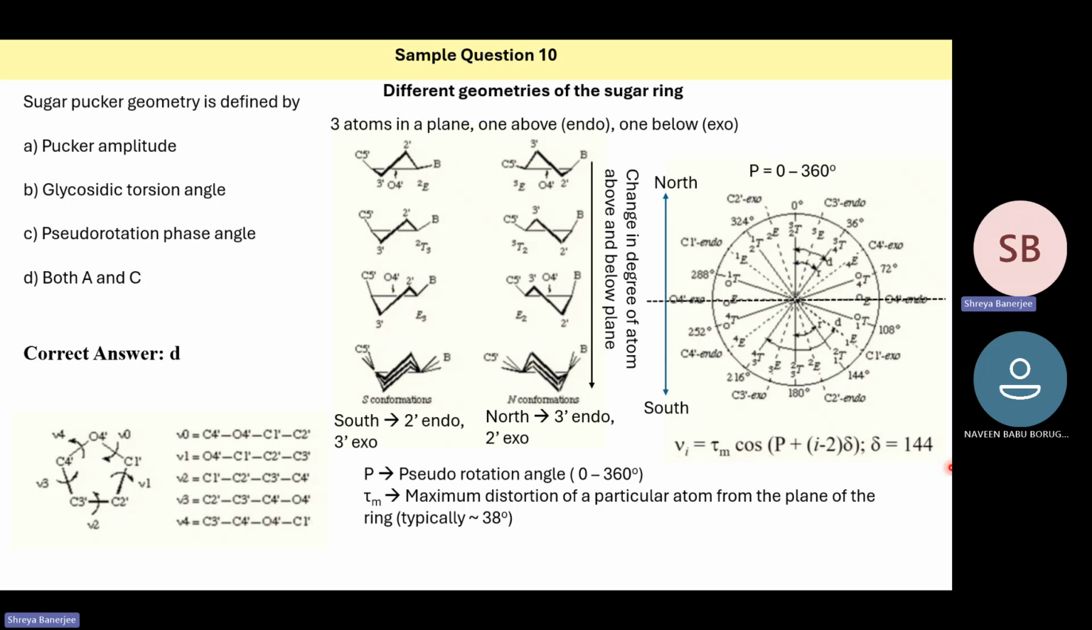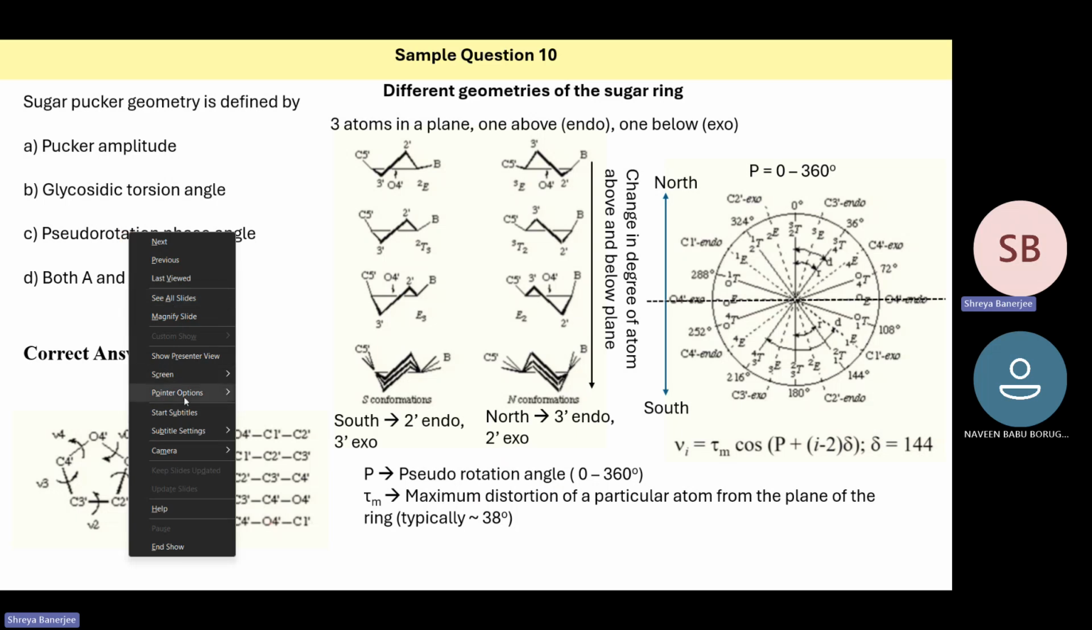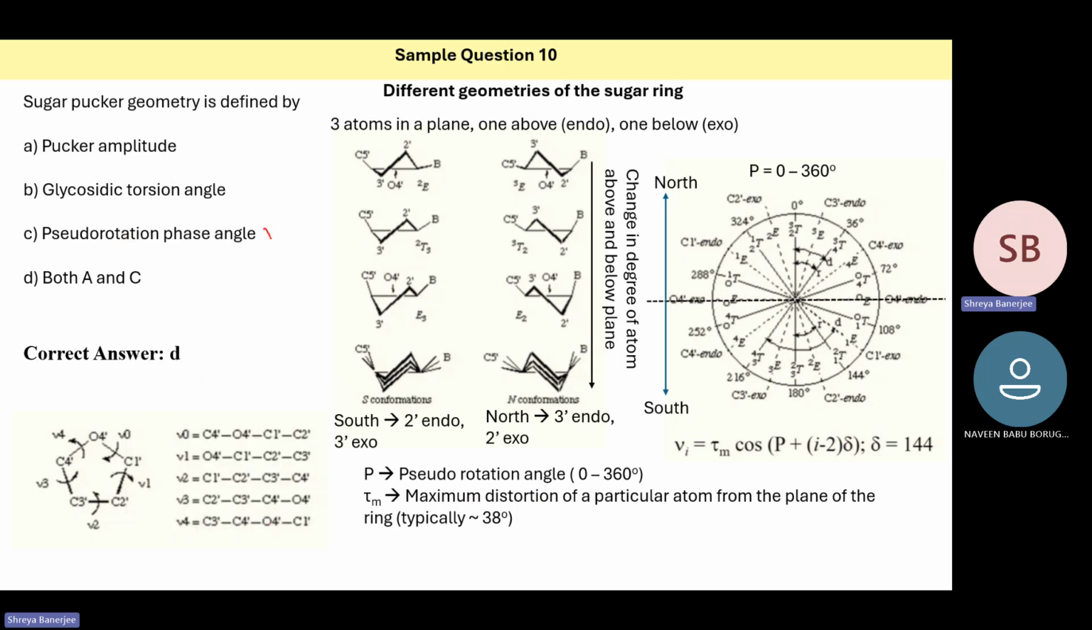So we talked about a formula for finding this. So you have different torsions of the different bonds along the 5-membered ring. And the value of these torsions depend on 2 angles. One is the pseudo-rotation angle, which can vary from 0 to 360, and which is the angle that defines whether it's endo or exo. So the pseudo-rotation phase angle is important for determining the sugar geometry because it is the one which determines whether it's C2' endo or C3' endo.